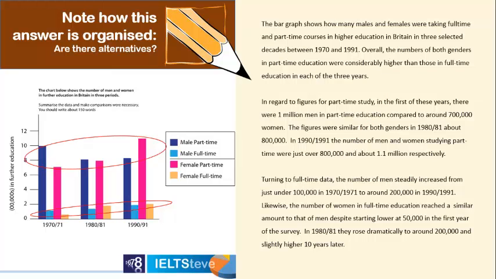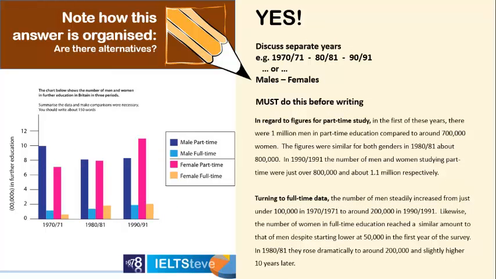Can you organize the information differently? Yes, there are alternatives. You could have discussed each year or at the 2-year periods, or you could have discussed males first and then females. However, if you're going to decide to do that, you must do it before you write. You cannot decide once you've started writing. It will take too much time.